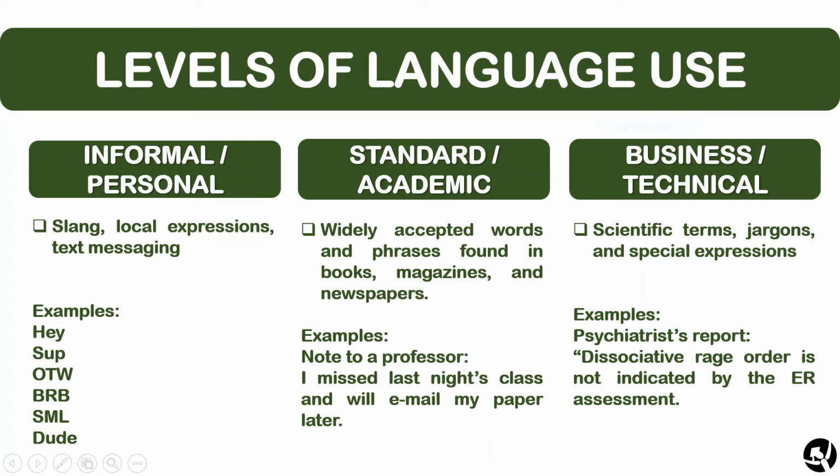And lastly, business or technical. This is the language level that uses scientific terms or jargons and special expressions. When we say jargons, these are terminologies that are specific to a profession. For example, in the field of librarianship, we use the words acquisition, procurement, cataloging, indexing, antiquarian, rare books. Now, there are terms kasi that are specific to certain professions. So these, my dear young people, are what we call jargon.